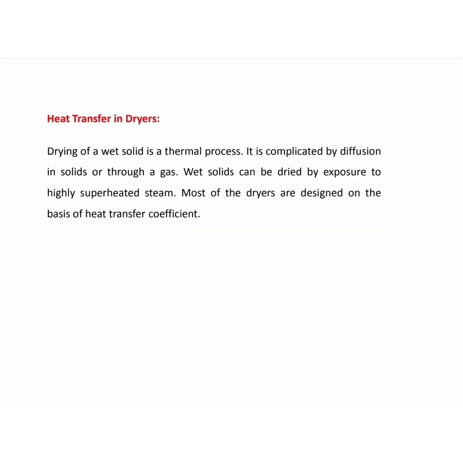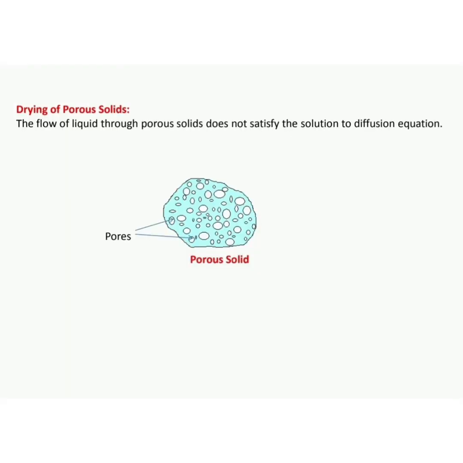Heat transfer in dryers. Drying of a wet solid is a thermal process. It is complicated by diffusion in solids or through a gas. Wet solids can be dried by exposure to highly superheated steam. Most of the dryers are designed on the basis of heat transfer coefficient. Drying of porous solids. The flow of liquid through porous solids does not satisfy the solution to diffusion equation.